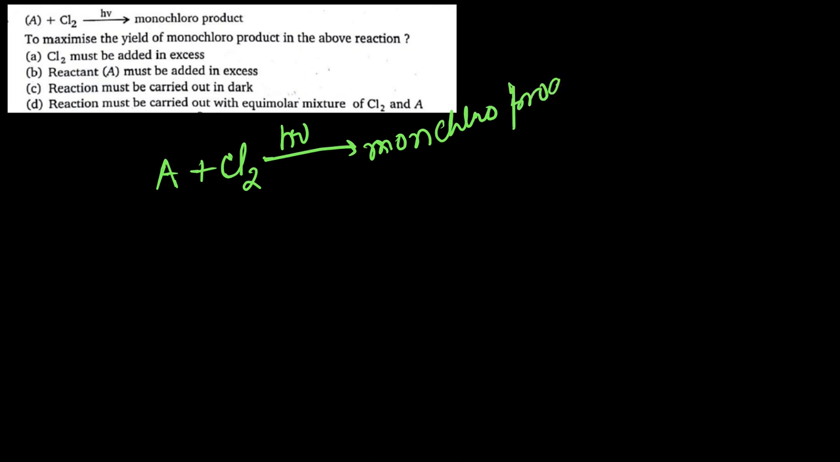Now let's move to question number 3. So A is there, and it is going for chlorination, and they are asking for the monochlorination product. What do we need to get the maximum yield of the monochloro product in the above reaction? We have already seen this should be in excess. If we take it in excess, it will stop at the very first stage. So A is the correct answer.